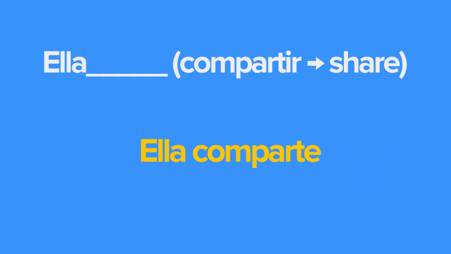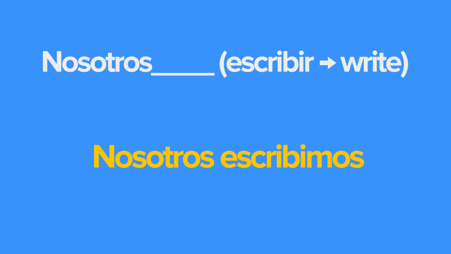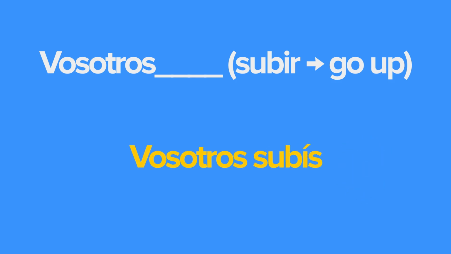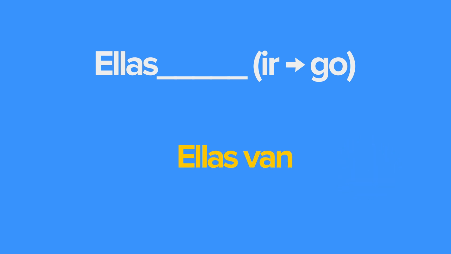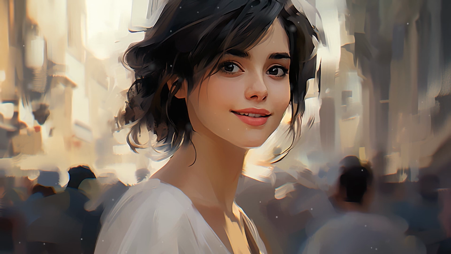Ella comparte. Nosotros escribir. Nosotros escribimos. Vosotros subir. Vosotros subís. Ellas ir. Ellas van. Now let's watch this fun story to see present tense IR verbs in action.